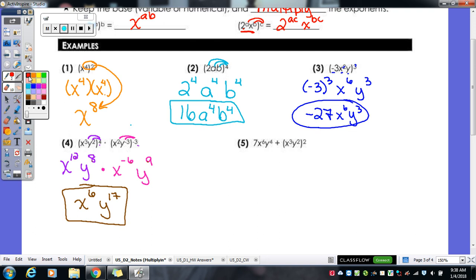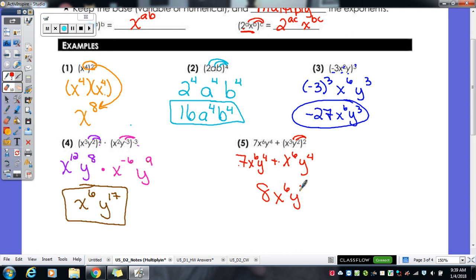So number 5, what do you think we're going to do first? Yep, multiply that exponent into the parentheses. So this gives me x to the 6th, y to the 4th. And then I bring down that term that was in front of it. I bring down that 7x to the 6th, y to the 4th. And now this is like last class. We're adding. Do our exponents change when we're adding? No. 7 plus 1 gives us 8x to the 6th, y to the 4th.